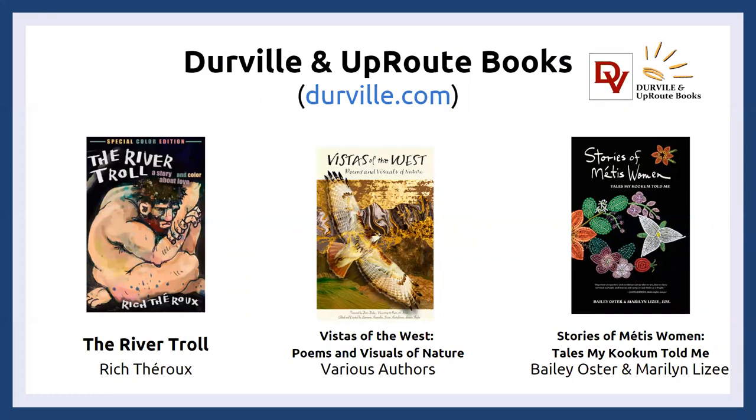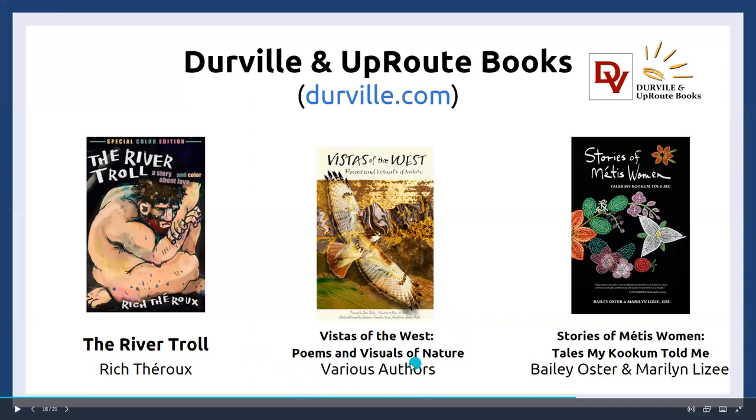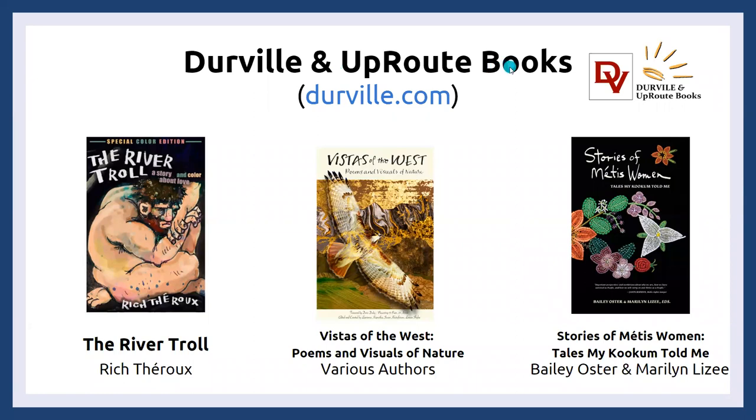And then the last publisher, or that last one I want to highlight rather, is Durville and Uproot Books. And they are also located in Calgary. And so I've just highlighted some titles here. We have The River Troll, Vistas of the West, which is poems and visuals of nature by various authors, many Albertan, and Stories of Métis Women. And these are both by Alberta-based authors. On Durville and Uproot Books, they actually have a link to a really large catalog of Canadian content, and many of that includes Alberta content.